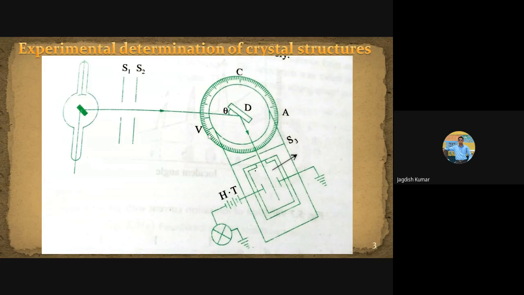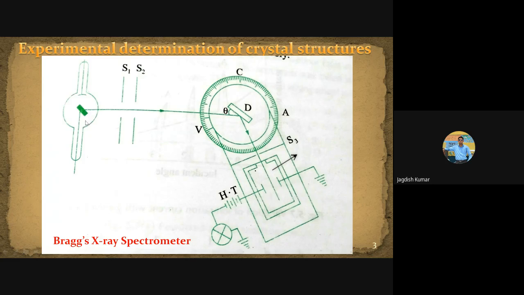This setup is showing Bragg's X-ray spectrometer. This spectrometer was designed by Bragg, and that's why it is known as the Bragg spectrometer. This diagram has been taken from S. O. Pillai's book, so you can go there for details. Basically, this setup consists of an X-ray tube. We won't be discussing in detail the construction of the X-ray source or tube. The job of this tube is to generate X-rays.